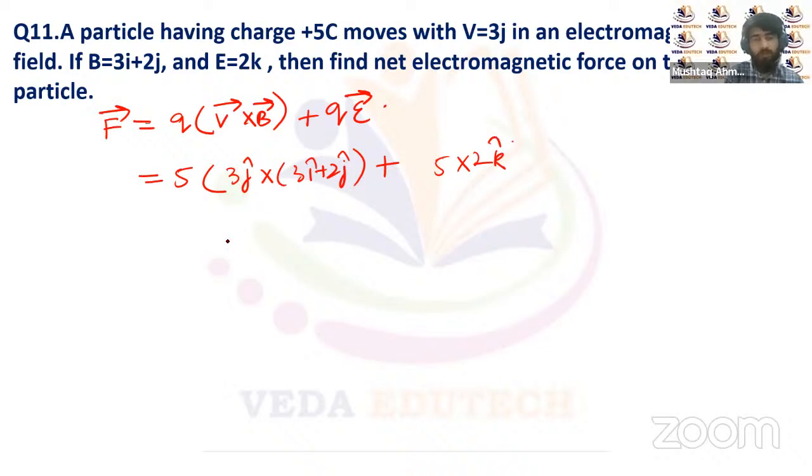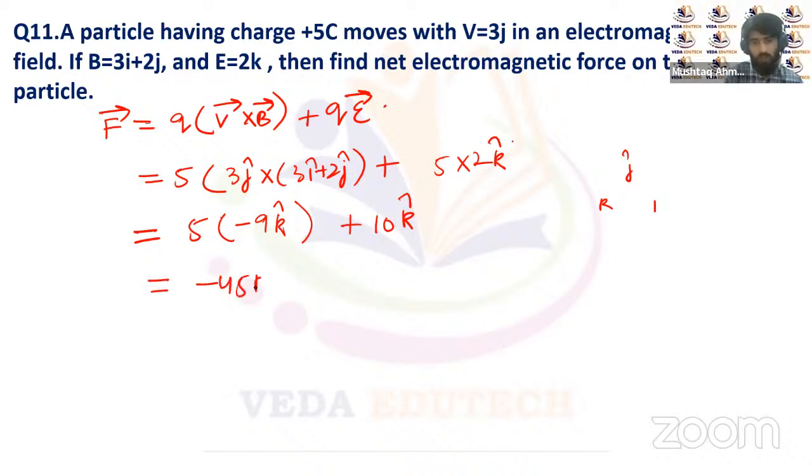The value of Q is 5. Now the cross product between these two vectors: j cross i will be minus k, so it will be minus 9 k cap, and j cross j will be 0. Then the electric part will be plus 10 k cap. So 5 times minus 9 will be minus 45 k cap, plus 10 k cap. So the net force on this particle will be minus 35 k cap.